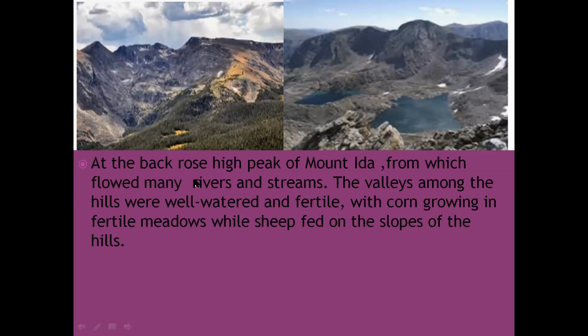Now I am reading these lines for you. At the back rose the high peak of Mount Ida, from which flowed many rivers and streams. The valleys among the hills were well watered and fertile, with corn growing in fertile meadows, while sheep fed on the slopes of the hills. Yes, you can see these slopes on the hills. Sheep were always fed on these slopes. Yes, we will go ahead.